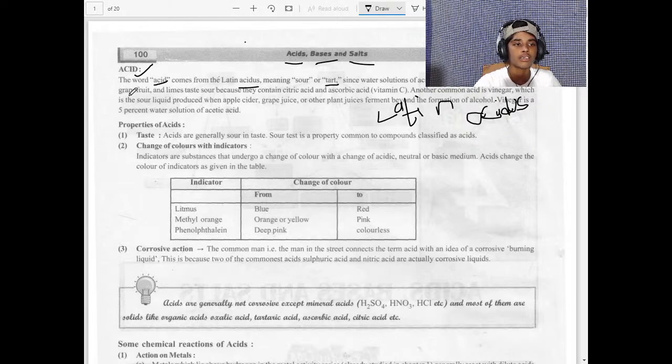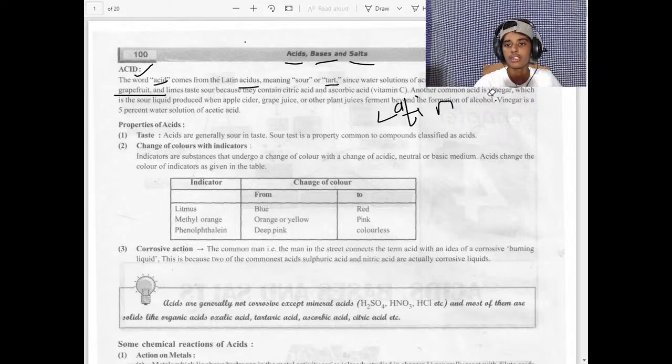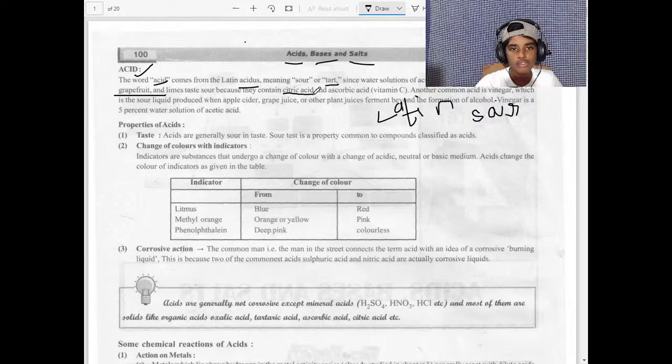Lemon, grapefruit. Suppose we eat a lemon, the taste of the lemon is a sour taste. Limes taste sour because they contain citric acid. In the lime, they have citric acid and ascorbic acid. These two acids have vitamin C.